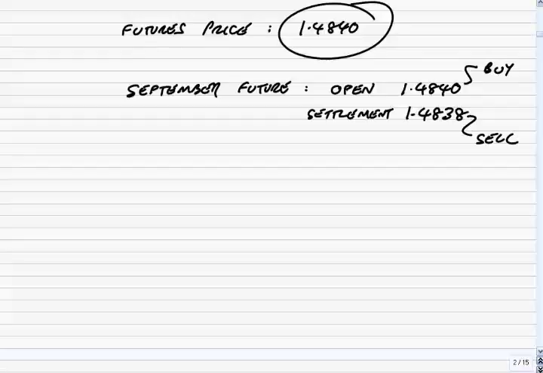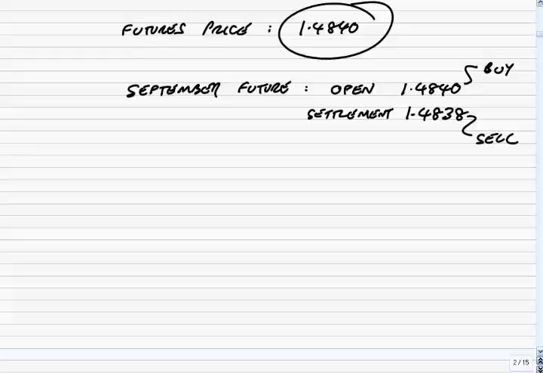So he's saying on any one day there'll be two prices. So if today I ring up the dealer and say buy futures, fine. The cost will be 1.4840. On the other hand, if I ring today and say sell futures, the relevant price will be 1.4838. So that's all. It doesn't change any of the workings.